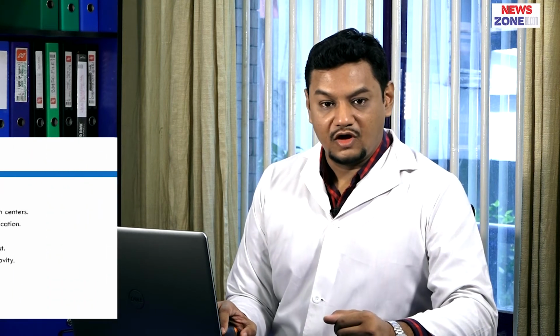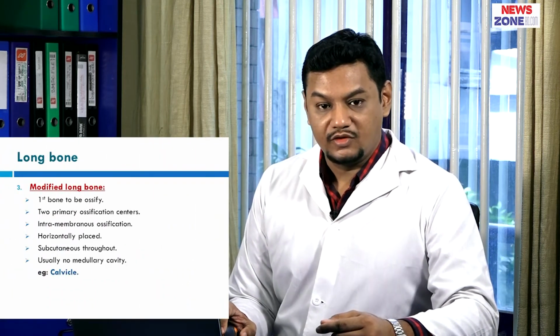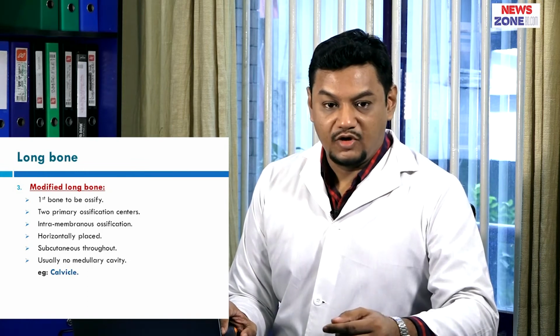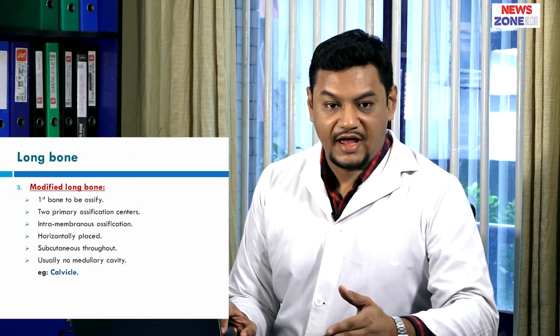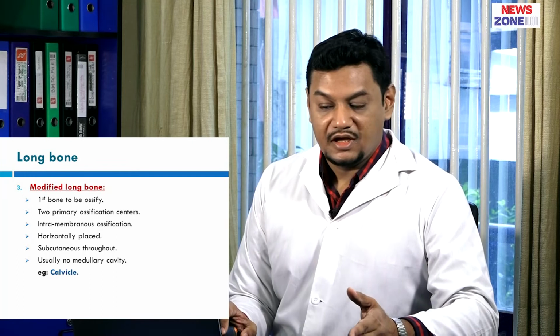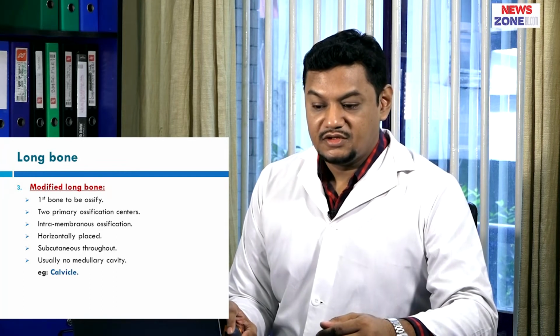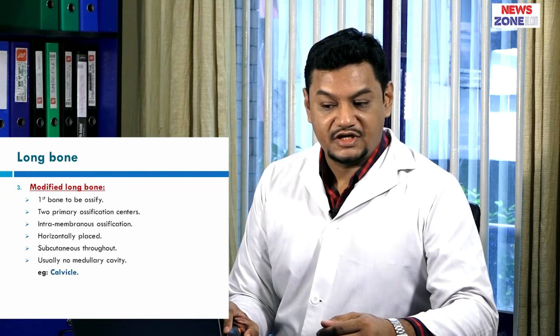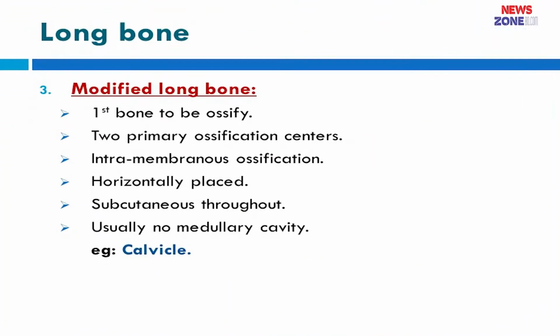Now, modified long bone. This is a special variety of the long bone. What are the peculiarities of modified long bone? Sometimes it is also known as atypical long bone. Remember, modified long bones have some special properties. This is the first bone to be ossified. It has two primary ossification centers and one secondary ossification center. At the same time, it has intramembranous ossification. Most typical long bones have intracartilaginous ossification, but in the case of modified long bone, it has intramembranous ossification. Sometimes it is very much subcutaneous.